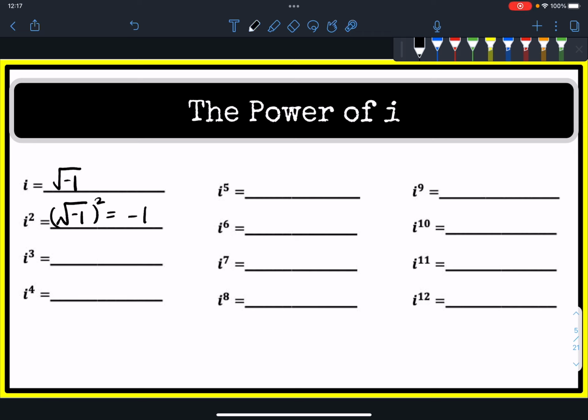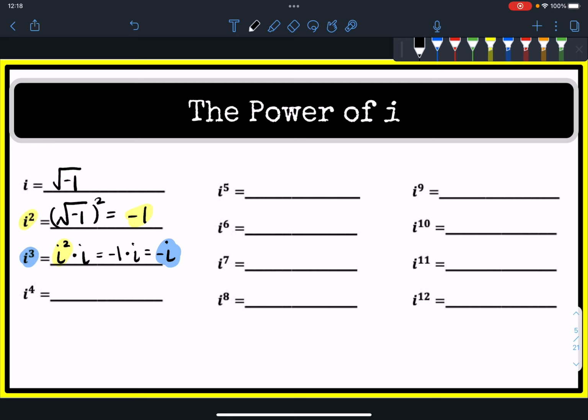Now, using that definition for the next one, i to the third power can be broken up into i to the second times i to the first. And since i to the second power is equal to negative 1, I can substitute negative 1 for i squared, and then multiplying it with i, that's equal to negative i. So i to the third power is equal to negative i.